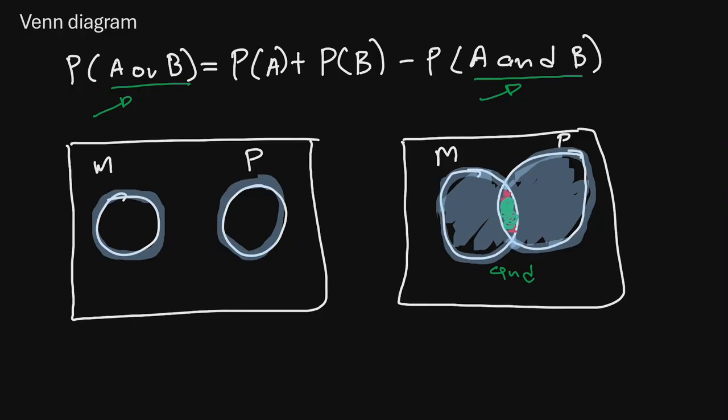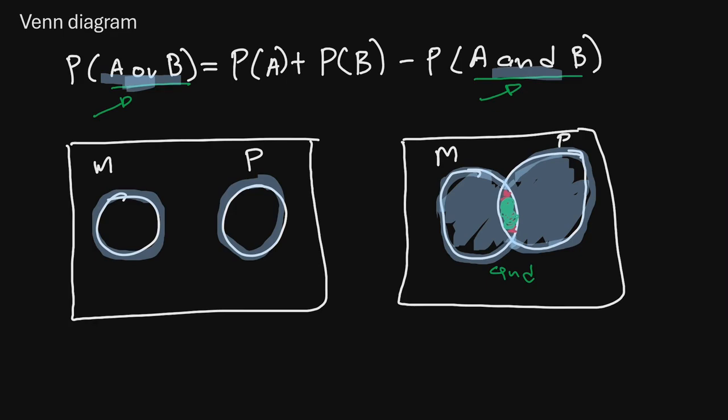So that is the difference between or and and. So and means intersection, or means what? Including everything. So let us try to discuss this much further.